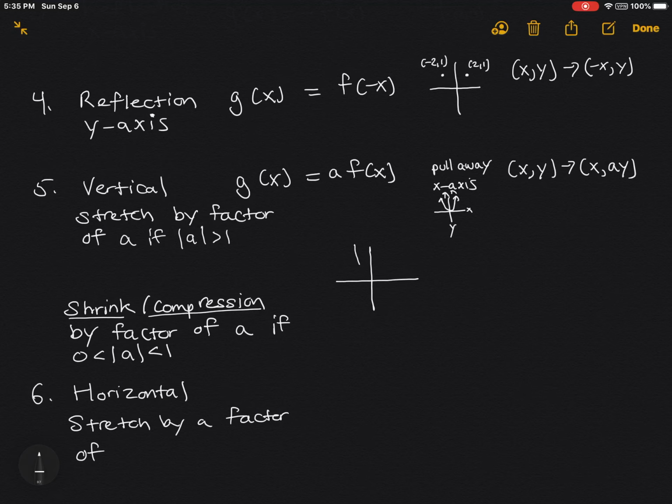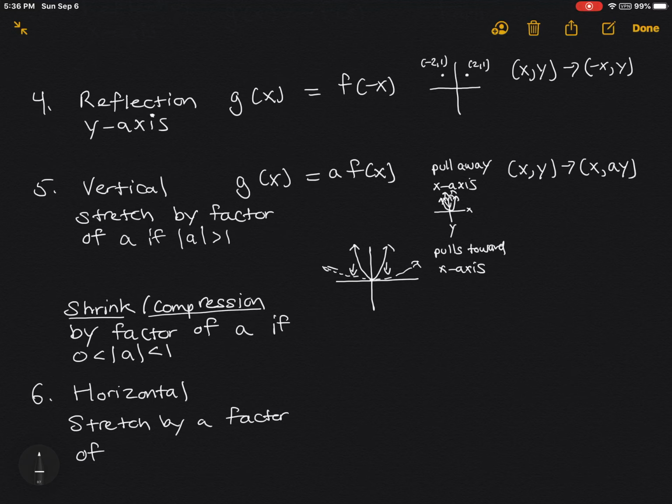Maybe I'll have a little more space here. Here's my parabola, right? And it's going to pull towards the x-axis, okay? So it pulls toward the x-axis. That's what a vertical compression or shrink is going to look like. So basically it's going to look something like this, right? It's going to flatten it, whereas this one is going to be a little bit narrower.